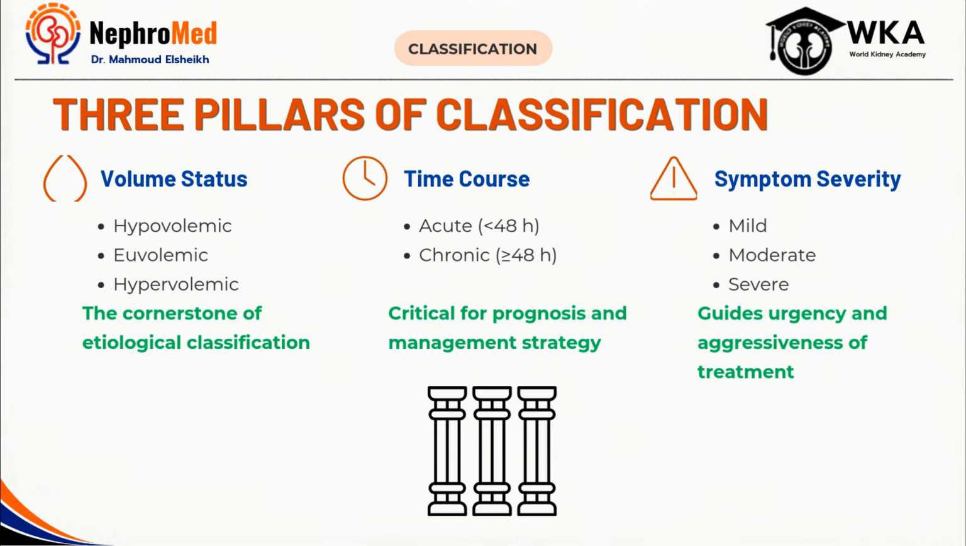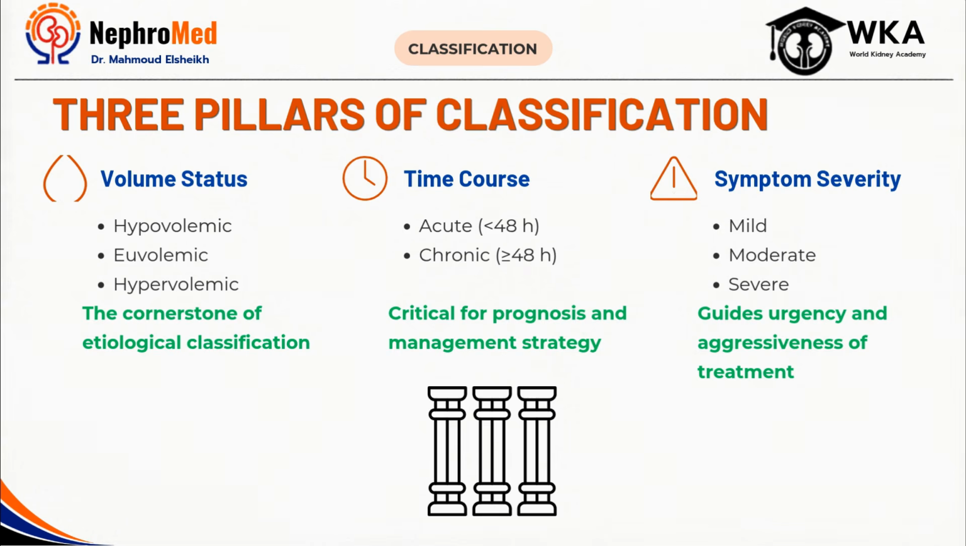The second pillar is time course. Is this hyponatremia acute, meaning less than 48 hours, or chronic, meaning more than 48 hours? And that distinction is extremely important because the brain adapts differently over time. Acute hyponatremia carries a high risk of cerebral edema, while chronic hyponatremia carries a greater risk of osmotic demyelination syndrome, or ODS, if corrected too rapidly.